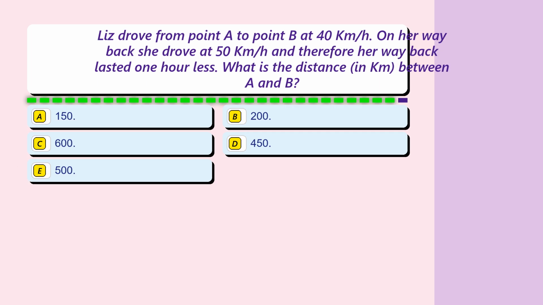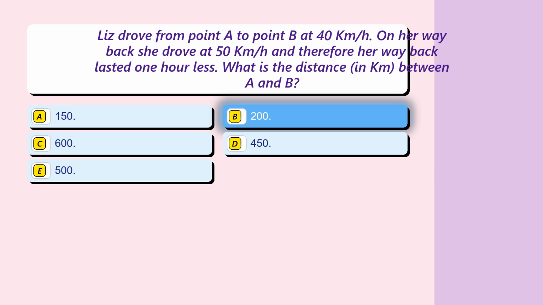Question 7. Liz drove from point A to point B at 40 kilometers per hour. On her way back she drove at 50 kilometers per hour and therefore her way back lasted 1 hour less. What is the distance, in km, between A and B? Option A, 150. Option B, 200. Option C, 600. Option D, 450. Option E, 500.